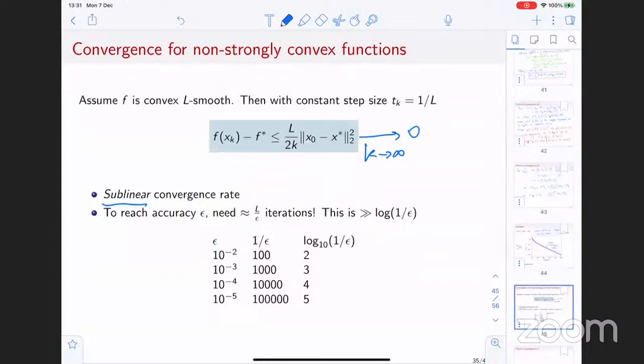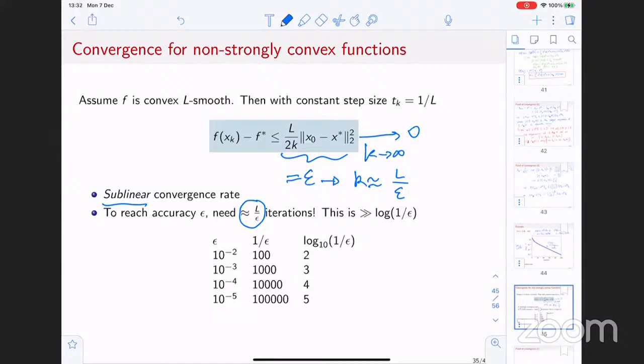For example, if you want to reach f of xk minus f star equal to epsilon, what you need is L over epsilon iterations. If you just set this equal to epsilon, this will tell you that k has to be roughly L over epsilon, if we skip the norm of x0 minus x star squared term. And this is much, much larger than log 1 over epsilon. So this is a much worse convergence rate than the linear convergence rate we saw before.